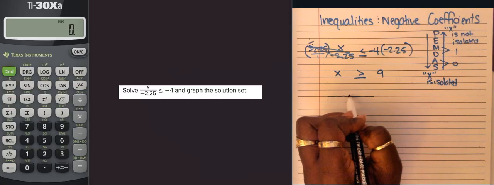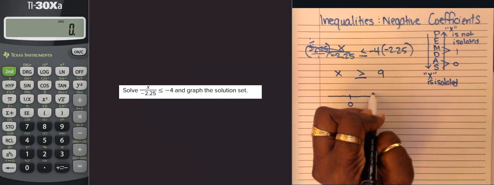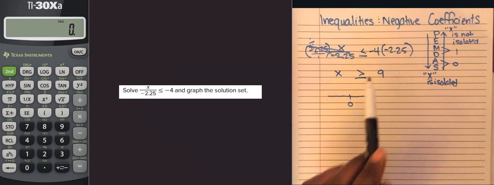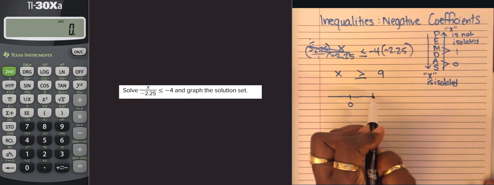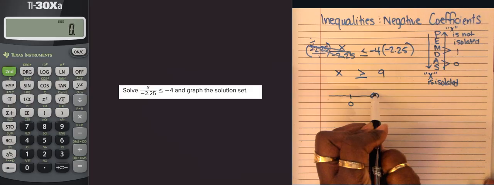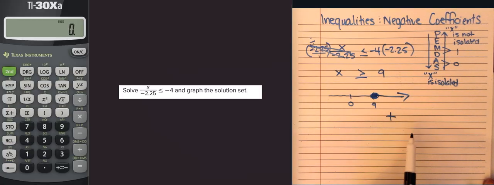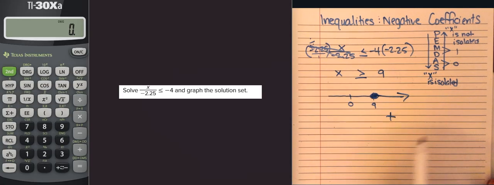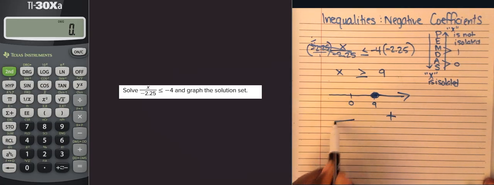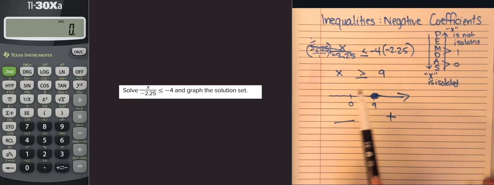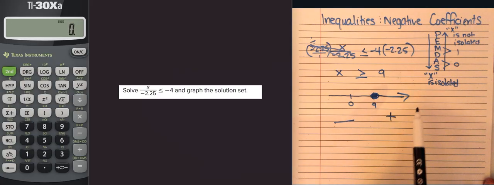So I'm going to draw my number line. I'll put my 0 here. I'll place my 9 here. And so we are saying that x is going to be greater than or equal to 9. So we're going to put our circle over 9, and we're going to shade it in. And then all of my values greater than 9, remember, the more you move to the right, the larger the number gets, and the more you move to the left, the smaller the number gets. So any number that is greater than 9 has to be to the right of 9.